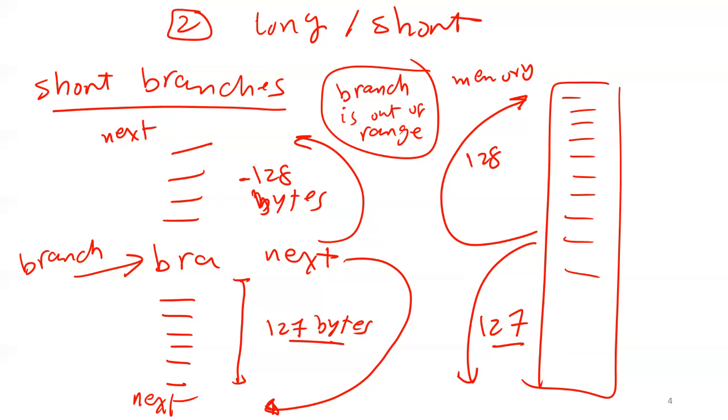So, conclusion: in short branches, there is a limit on where you can jump. If you have too much code here, and it is more than 128 bytes, it's not going to work. Luckily, the compiler is going to give you an error. It's not a logical error, so don't worry about it. It's going to tell you something like out of range. It's going to give you a message telling you this branch is out of range.